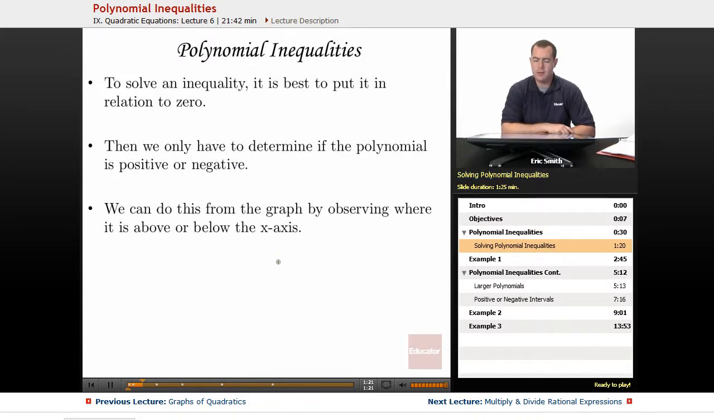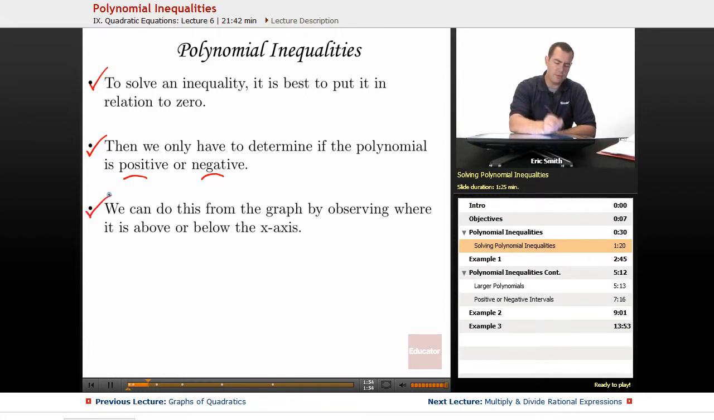Now, to solve one of these inequalities, it's best to get it in relation to 0. That means get everything over onto one side of your inequality symbol. The reason why this is so important for the entire solving process is we're looking for those ranges of values that make the inequality true. And when it's all in relation to 0, then we really just have to know where it is going to be positive or negative, rather than trying to search for when it is greater than or less than some other number like 2 or 3, and that's much more difficult to do.